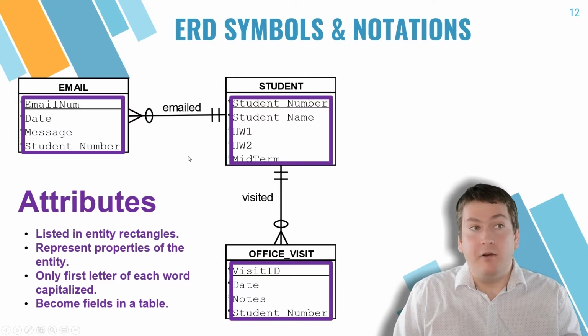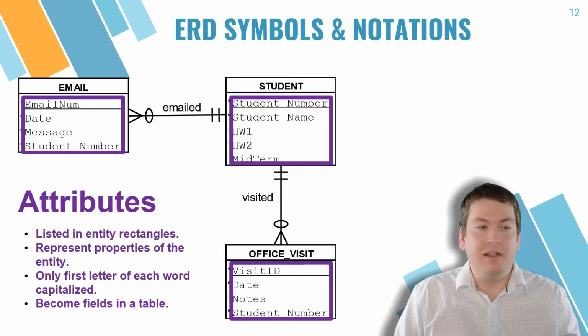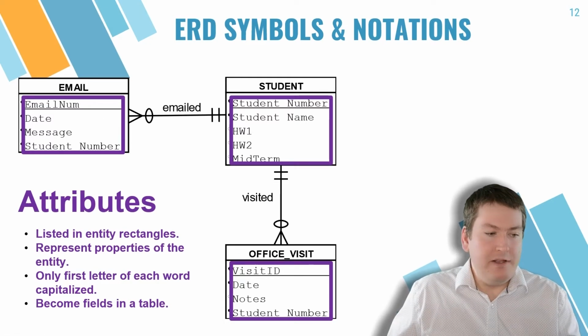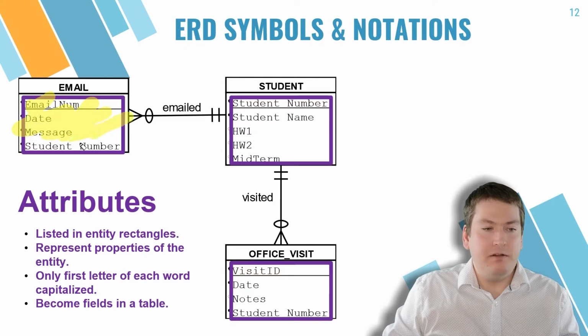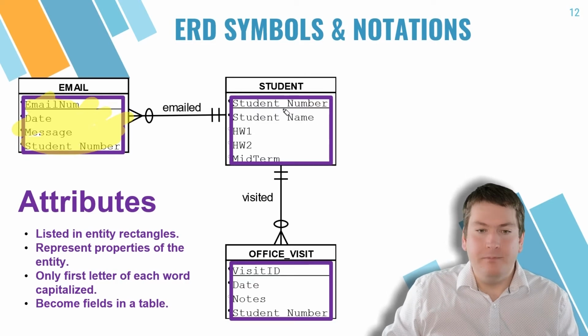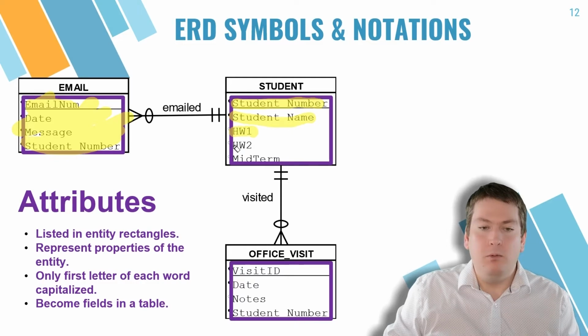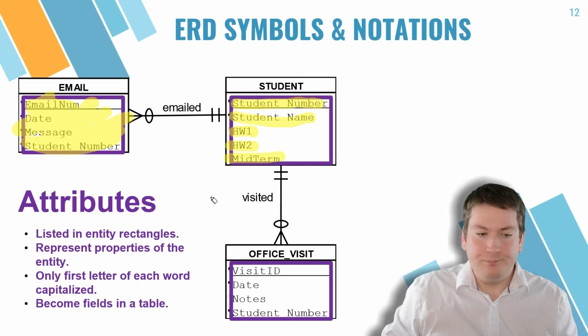So the next thing these diagrams store are the attributes. That's the information each table is storing. Eventually, when we implement these in a database, these will become the fields or the columns in the database. And these are all denoted by lines of text inside the boxes, inside the entities. So each one of these inside these boxes is going to be a different attribute of the entity. For student, we have student number, student name, homework 1, homework 2, and midterm.